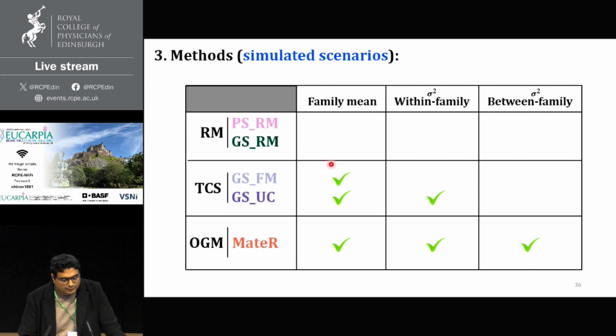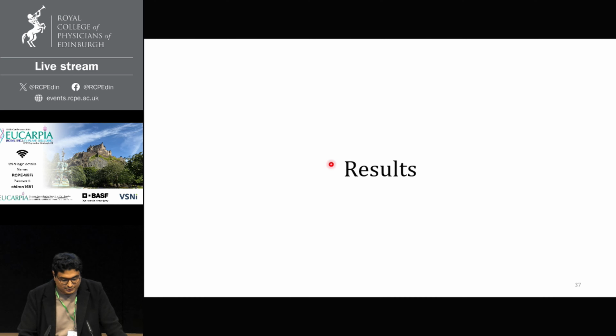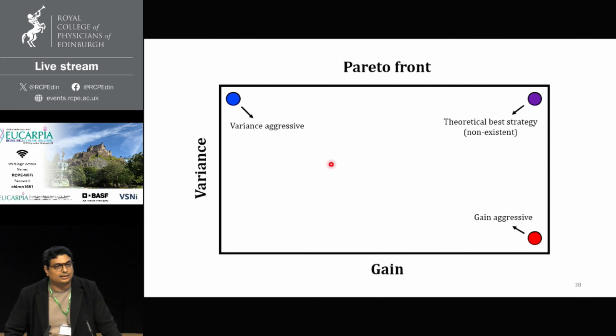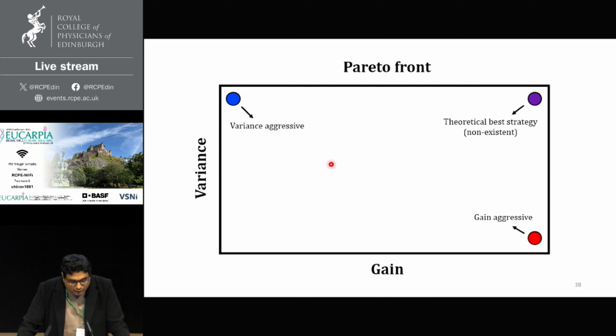And finally, optimal genomic mating using our MateR package, where we take into account all three factors together to balance with diversity. So let's get into the results. But first, I have to refresh for you the concept of Pareto frontier. So we are trying to balance two conflicting objectives, right?